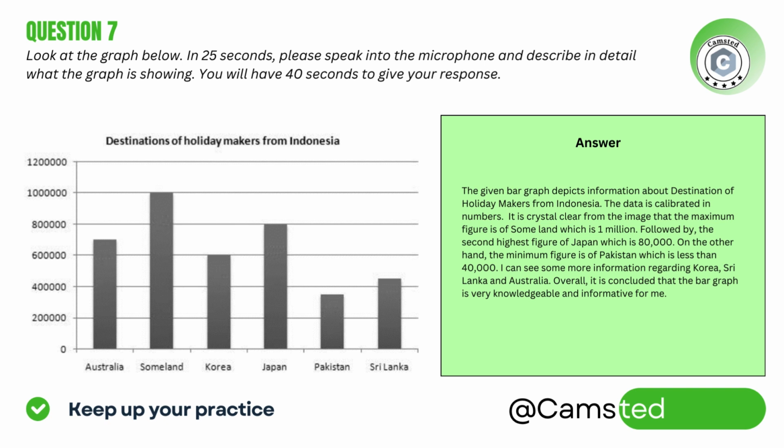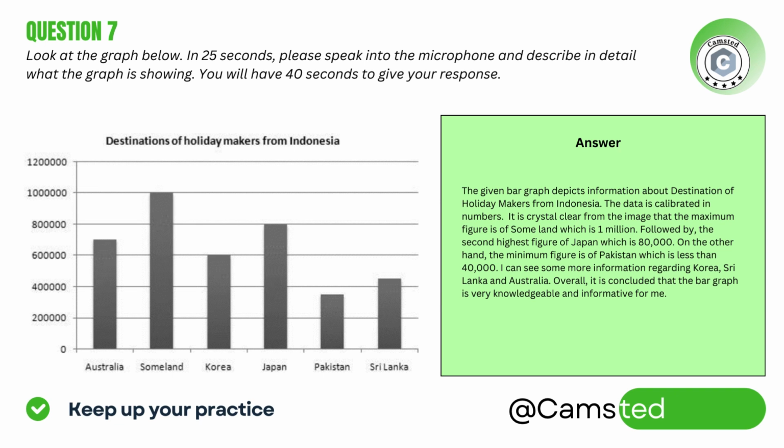The given bar graph depicts information about destination of holiday makers from Indonesia. The data is calibrated in numbers. It is crystal clear from the image that the maximum figure is of Thailand, which is 1 million. Followed by the second highest figure of Japan, which is 80,000.